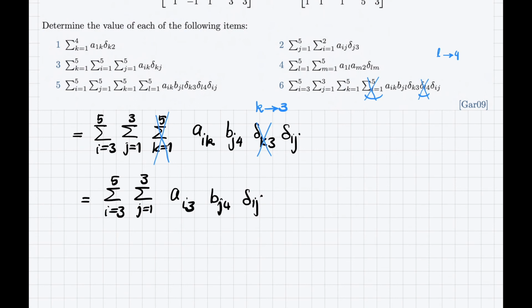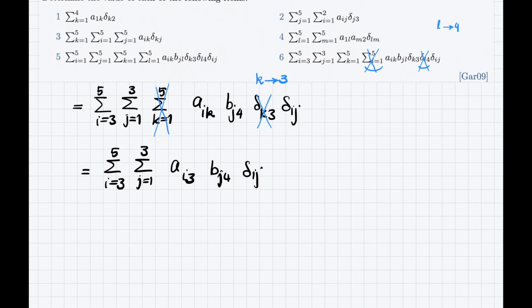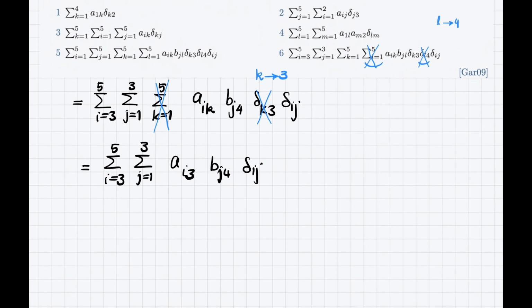Okay, but now if you want to do the same thing here, you need to be careful. Can I eliminate this delta with this sigma and switch j to i everywhere? So here the indices of my delta are i and j. If I want to use this delta to eliminate this sigma, then it means that wherever j is left, in principle, I should change it to i.